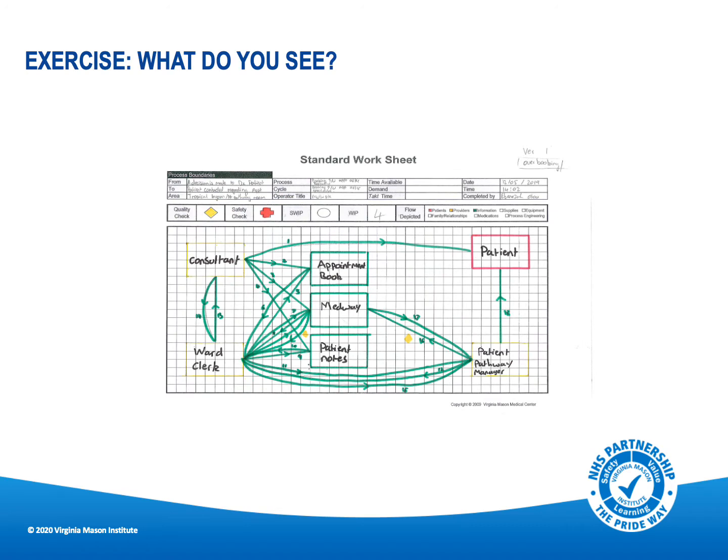To demonstrate the flow of information, whether this be written, verbal or electronic, a green line should be drawn. Here we can see all the information travelling back and forth in the process of booking a patient an appointment. When doing your standard worksheet, don't forget to include the WIP in the information boxes at the top. The WIP is the amount of work in the process at that moment in time.